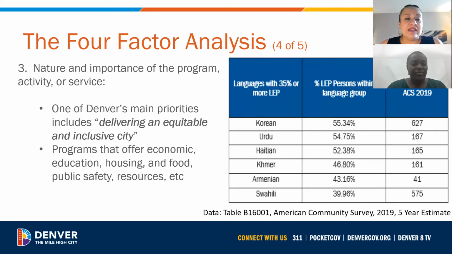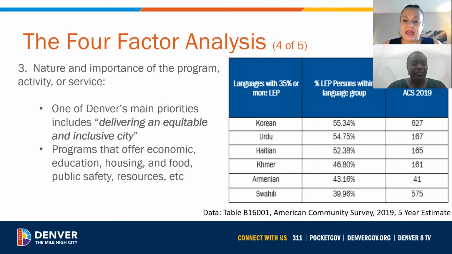So the third factor is the nature and importance of the program. And again, if we truly want to meet one of Denver's main priorities and deliver an equitable and inclusive city, we have to think about who else is impacted. We talked about that word a lot. Who else will be affected? Who else is in my geographical area that may need assistance in understanding the program that I'm offering?